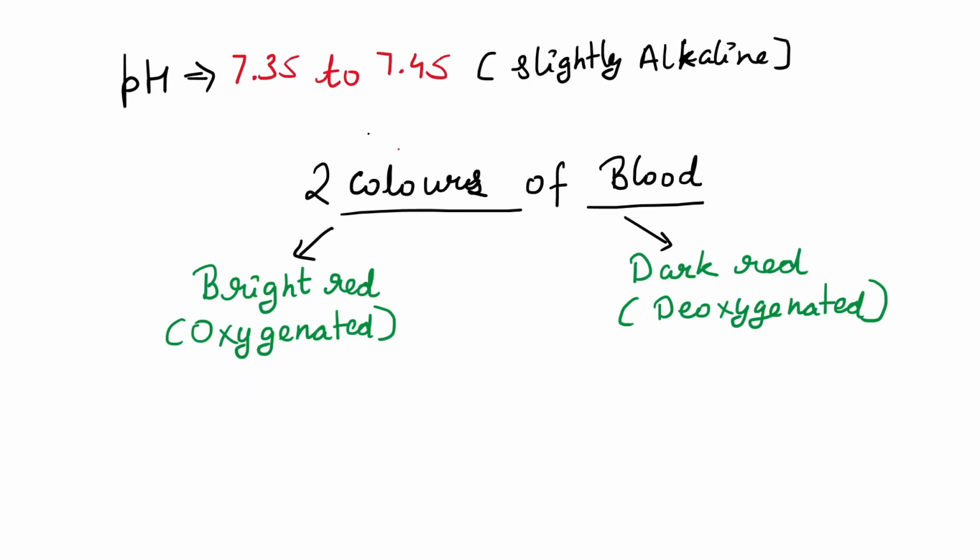Now the pH of blood is slightly alkaline, that is 7.35 to 7.45.